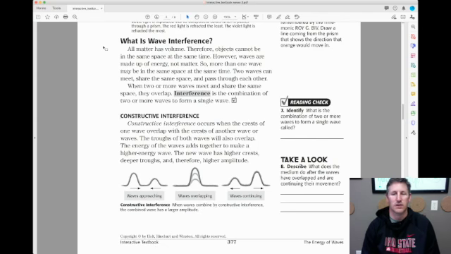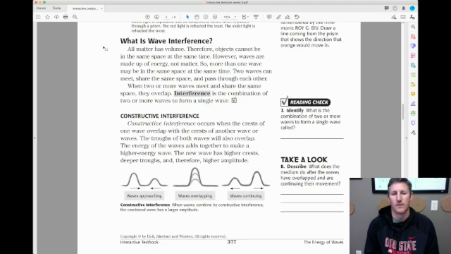So if you look at your reading check there, it says, what is the combination of two or more waves to form a single wave called? And that is called interference. Now, we have two types of interference: constructive and destructive interference. When you look at those words, you can see that constructive would mean to build up and destructive means to destroy or take away. So the first one we're going to talk about now is constructive interference.